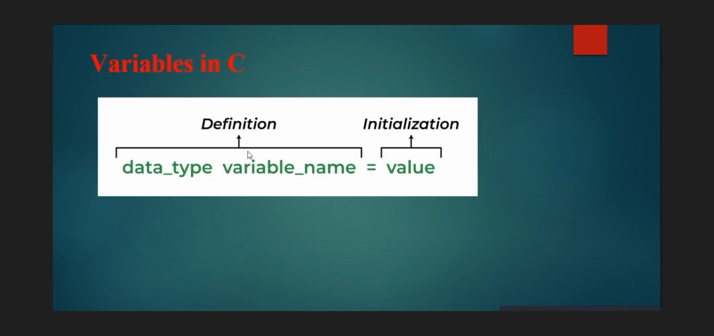Next, here we see data type and variable name. We call this the definition. Here the value is the initialization. So when we declare a variable and assign some value to the variable, we can say it is an initialization. Data type and variable name, we call it a definition, and when we assign the value to the variable name, we say it is an initialization.